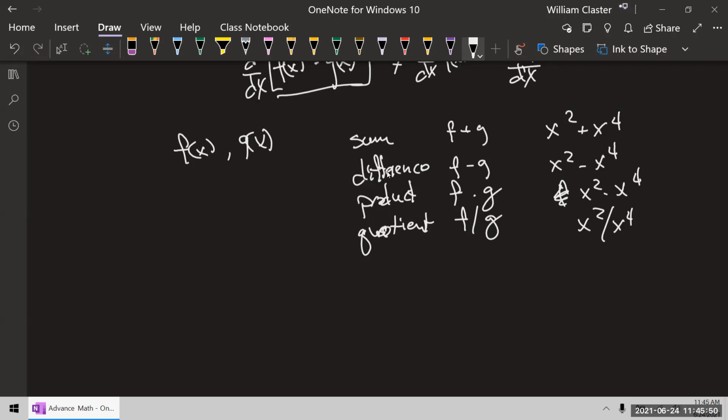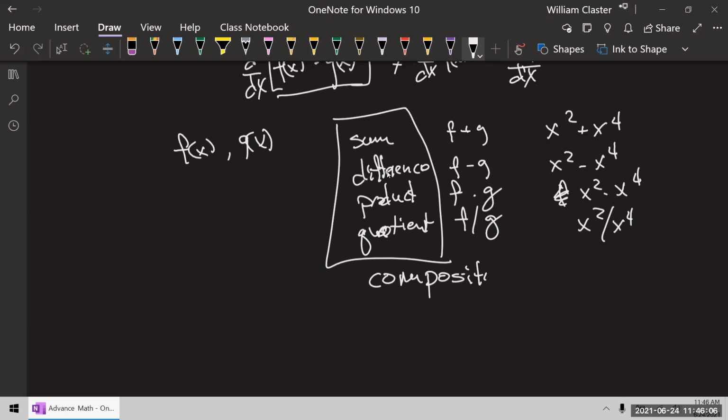Now we also have, though, another operation. These are called operations, different operations: sum, difference, product, and quotient. But we have another operation called composition. So that's not this one, not this one, not this one, and not this one. Composition is different. So what do I mean by composition? I mean that we do f of g of x. So what does that mean?